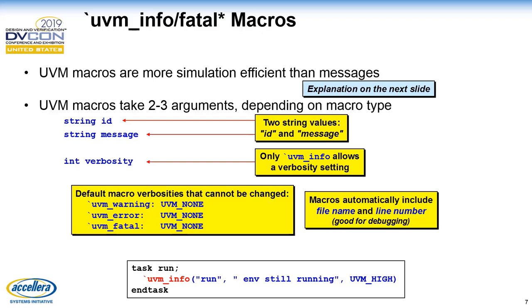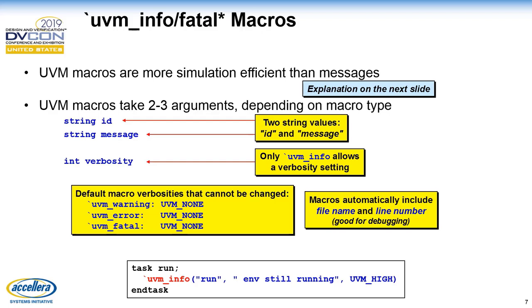Again, you add in the simple string ID, you add in the string message just like you would in the $display, and then you put in a verbosity, but only if you're using UVM info. The other macros all have a default verbosity of UVM none that you cannot change. That's actually one of the things that I would like to see change going forward. I'll mention that later. The macros automatically include the file name and line number for you, so you don't have to get that added in when you use these.